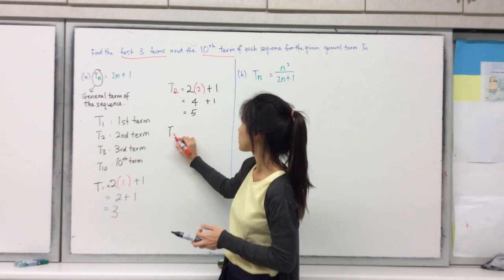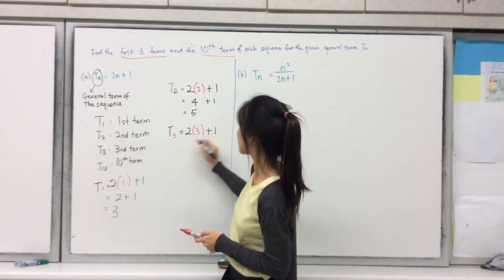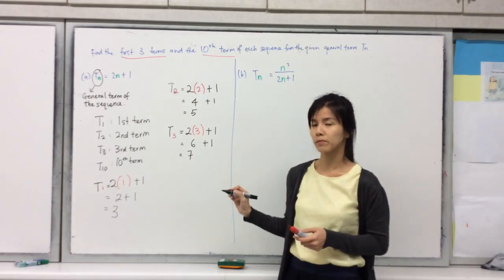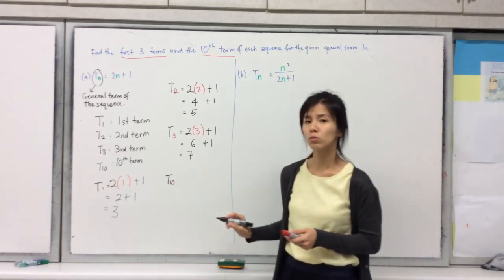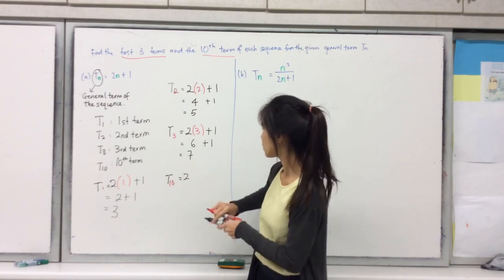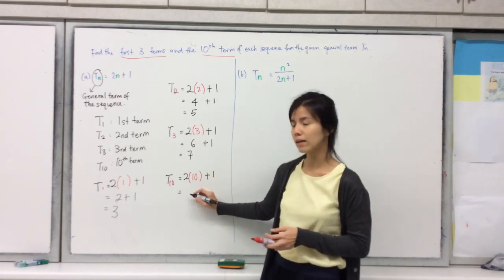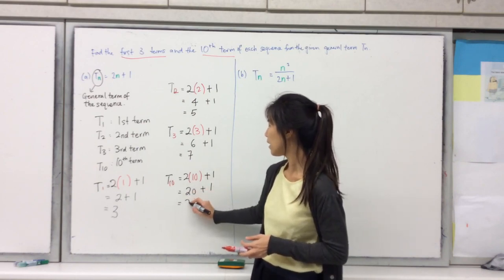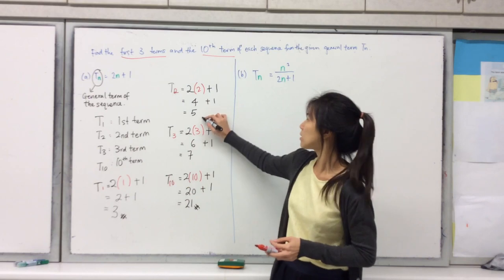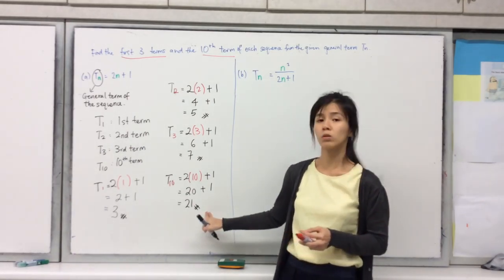Now, for term 3, it will be the same thing. Two times 3, you have 6 plus 1, and then your term 3, the answer is 7. Now, please do not forget that you have another last term to do, which is your T10. Two times 10 plus 1, and you realize that 2 times 10 is actually 20 plus 1, and your 10th term will be 21. So these are your 4 answers. T1 is equals to 3, T2 equals to 5, T3 is equals to 7, and then the last term that you're supposed to find in the question is T10, which is equals to 21.